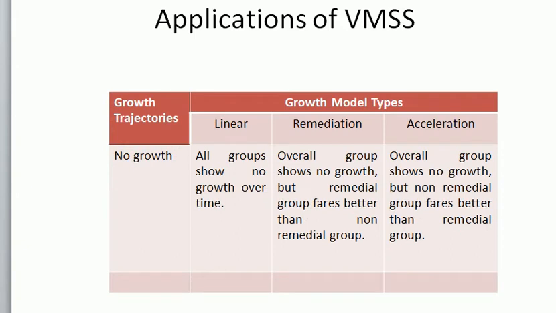Growth trajectories. It means descriptions about growth. Status of growth: no growth. It is also a situation. In linear growth, all groups show no growth over time. Remediation: overall group shows no growth, but the remedial group fares better than non-remedial groups. Acceleration: overall group shows no growth, but non-remedial groups fare better than remedial groups.